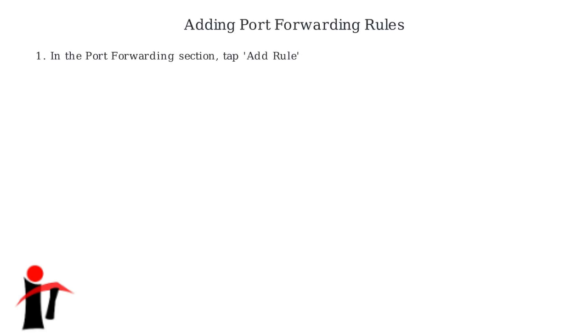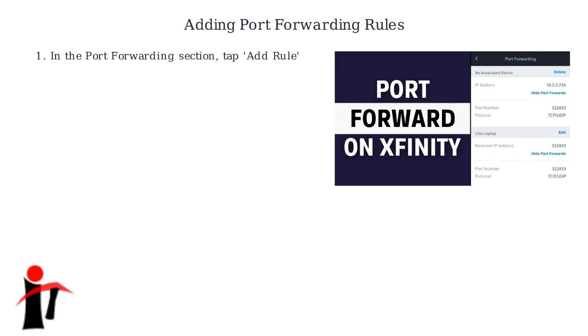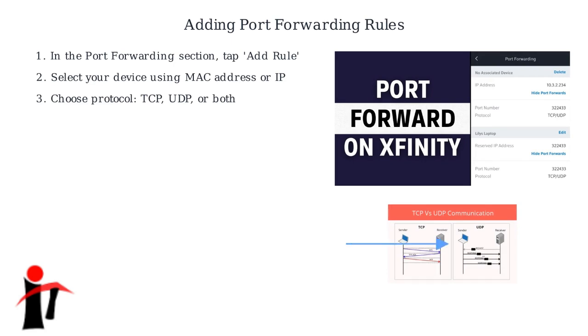To add a port forwarding rule in the Xfinity app, first navigate to the port forwarding section and tap the Add Rule button. Select your device by entering its MAC address or IP address. Choose the protocol, TCP for reliable connections, UDP for faster but less reliable ones, or both. Set the external port range and the internal port number that traffic will be forwarded to.